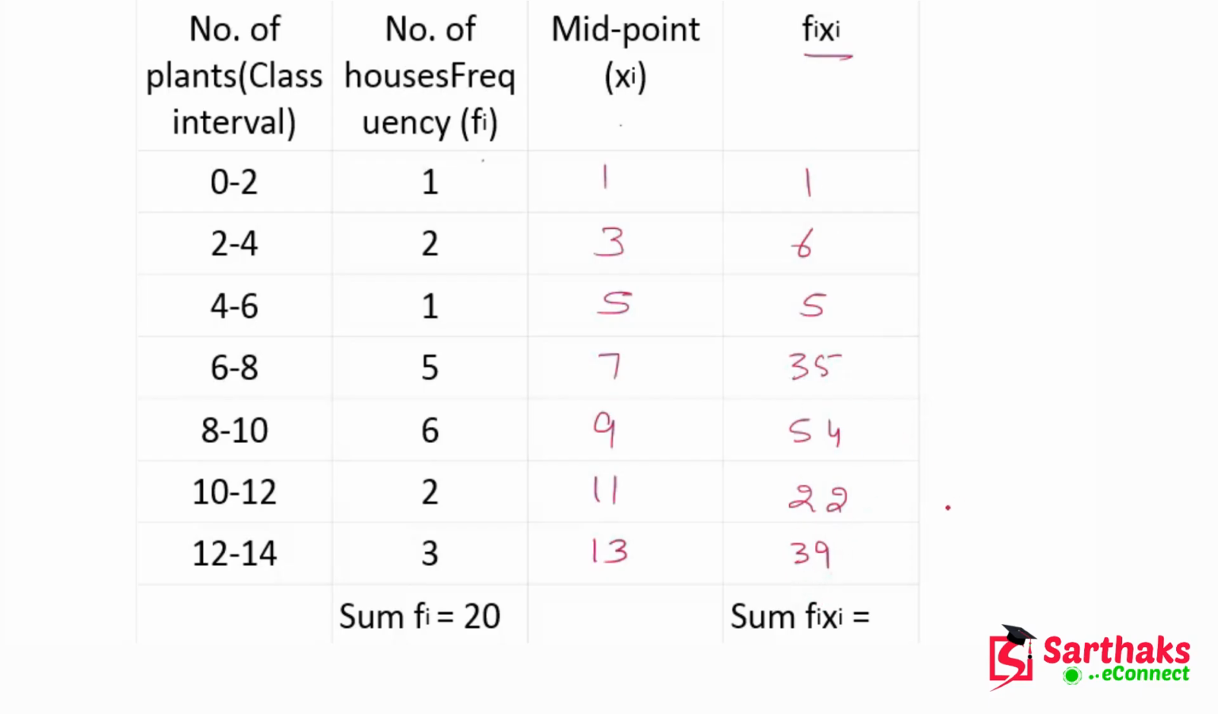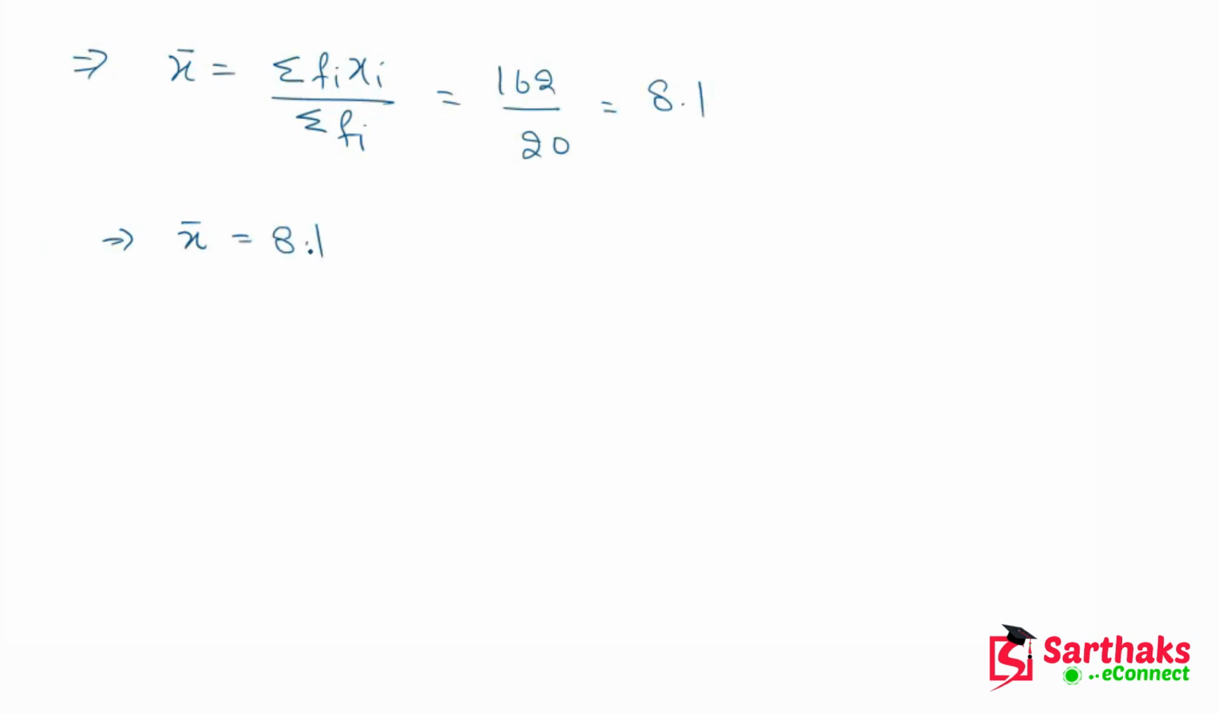So we get 162. Now we have to find the mean by the direct method, which is x bar is equal to summation of fi xi divided by summation of fi. So this will give 162 divided by 20, which is equal to 8.1. So x bar is equal to 8.1.